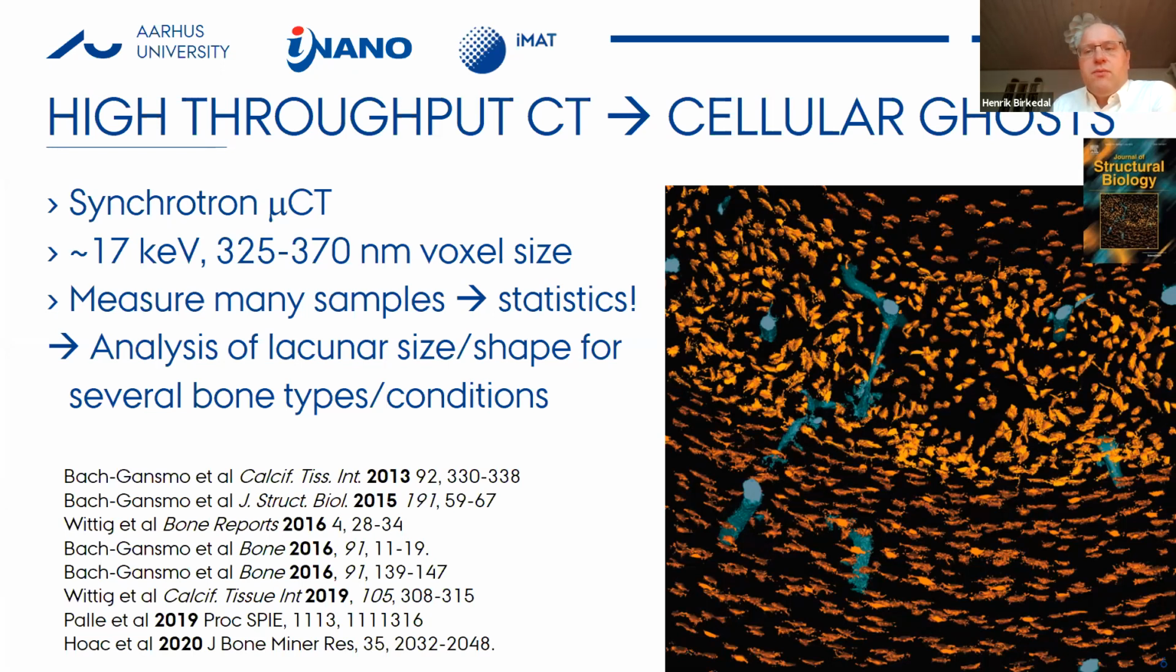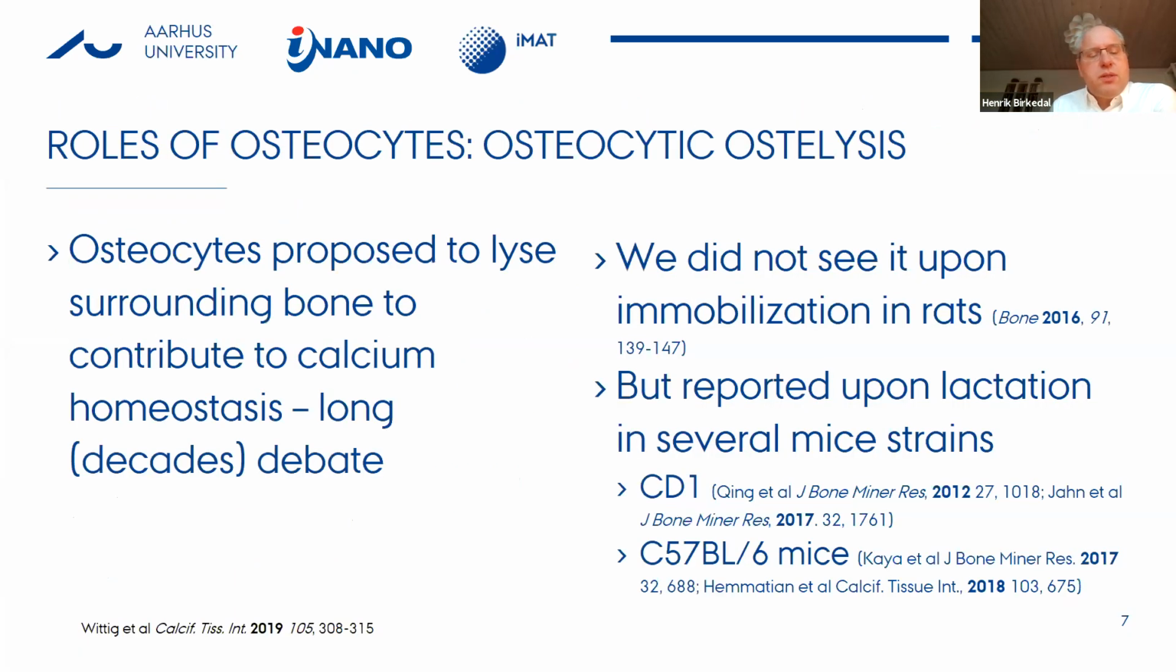So by measuring large volumes, we can actually map out the impact of how the bone is formed in the orientation distributions of the osteocyte lacunae, as an example here. One question that we've addressed at the ESRF with this is looking at a process that has been proposed for these osteocytes, which is their ability to lyse, or break down the surrounding bone and thereby contribute to calcium homeostasis. So when your body needs lots of calcium, it has been proposed that the osteocytes could directly contribute to this.